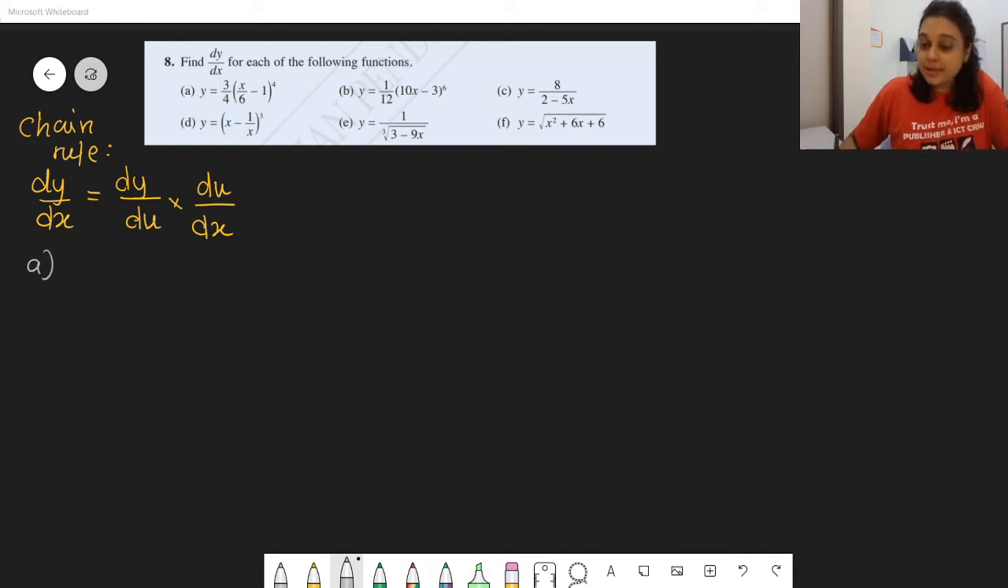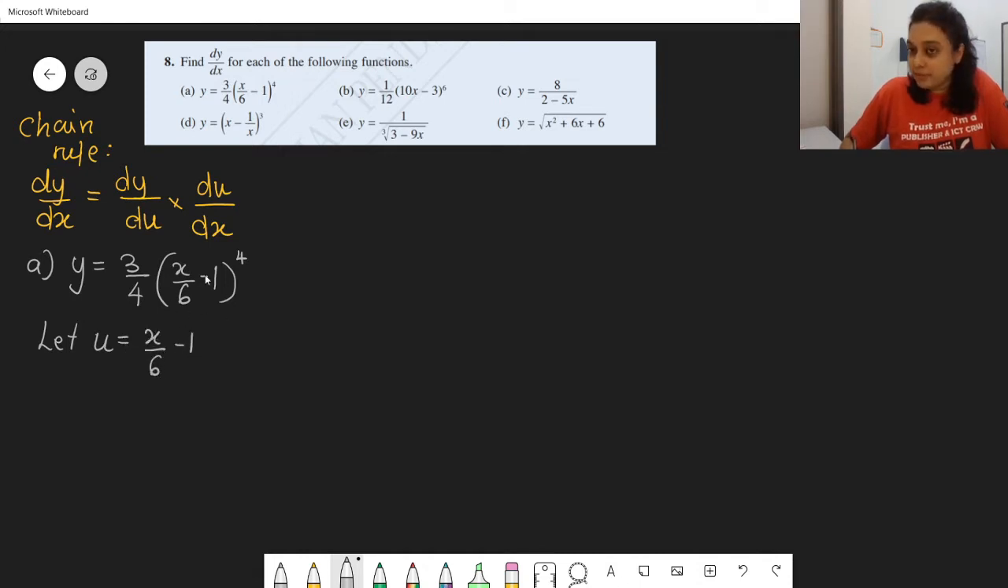Okay, for question A, you see it's written as y equals a fraction 3 over 4, times x over 6 minus 1, power of 4. When you see you have an equation in a bracket and then you have it as a power, what you do is you let the one that is inside the bracket become u. The one inside the bracket here, which is x over 6 minus 1, is going to become the u.